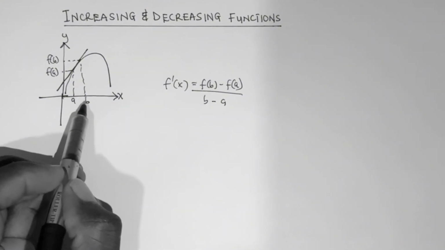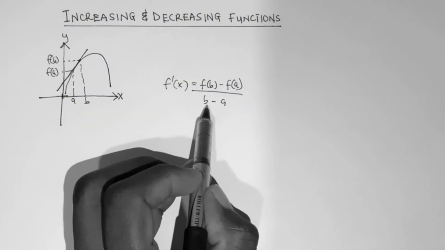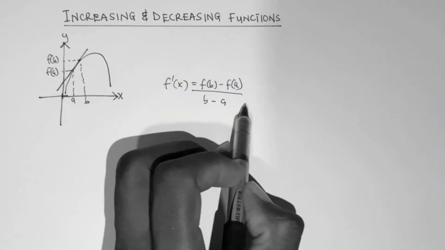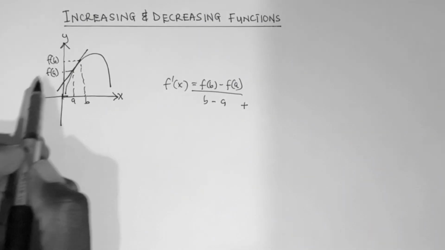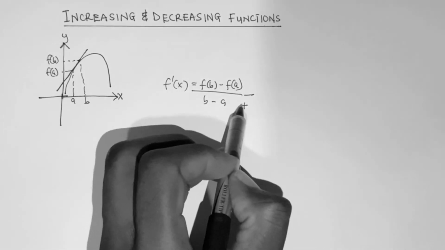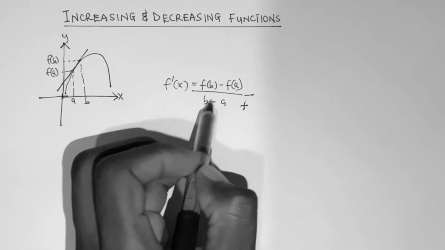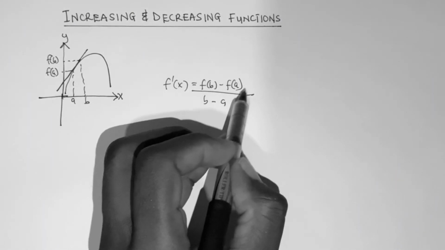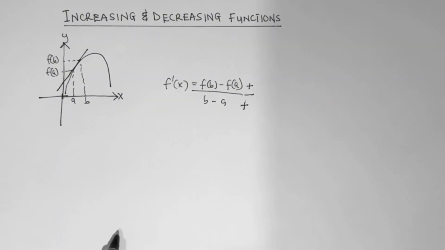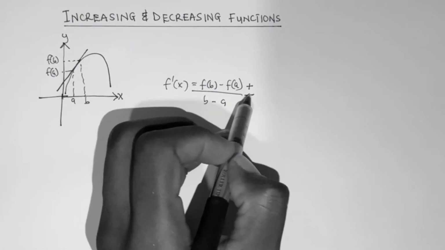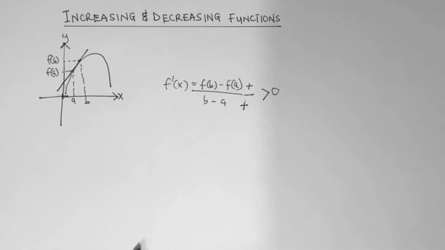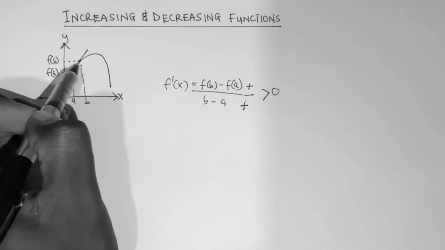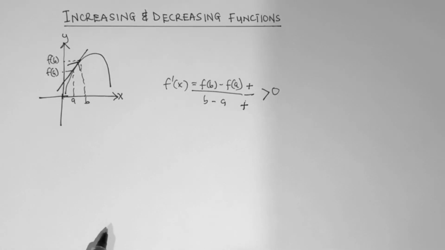So now, because b is greater than a, the denominator is going to be a positive value, and because f of b is also greater than f of a, the numerator is greater than 0, and then this side too is greater than 0. So at the end of the day, we are going to get the tangent greater than 0. So the function is increasing at that point.